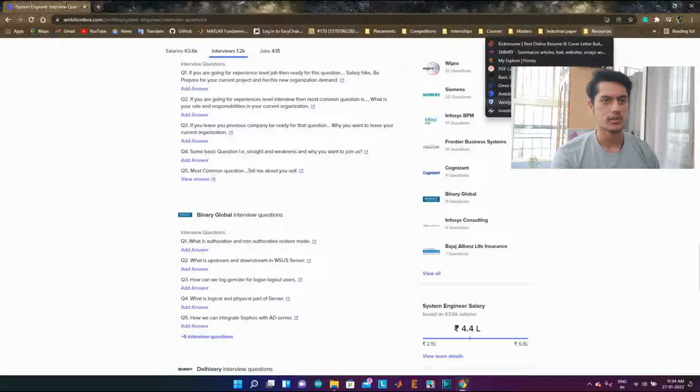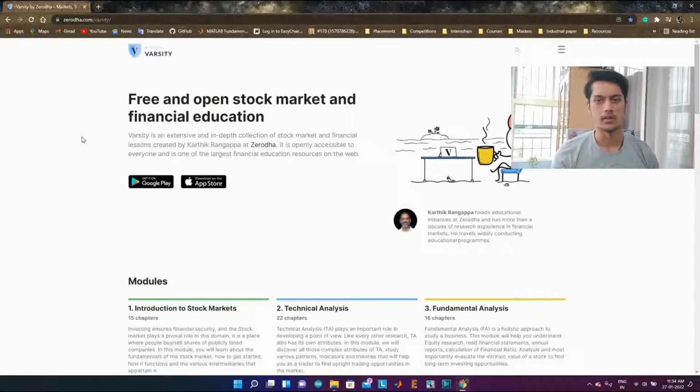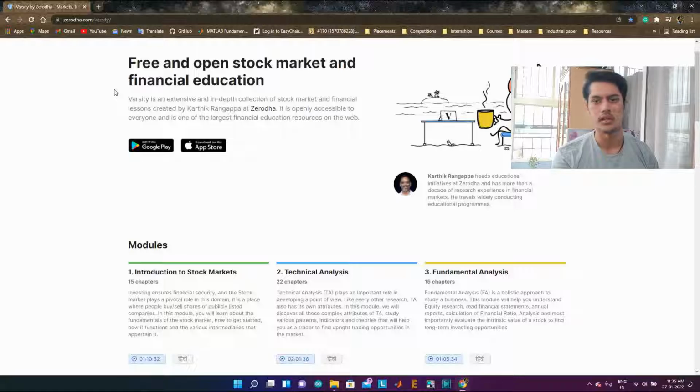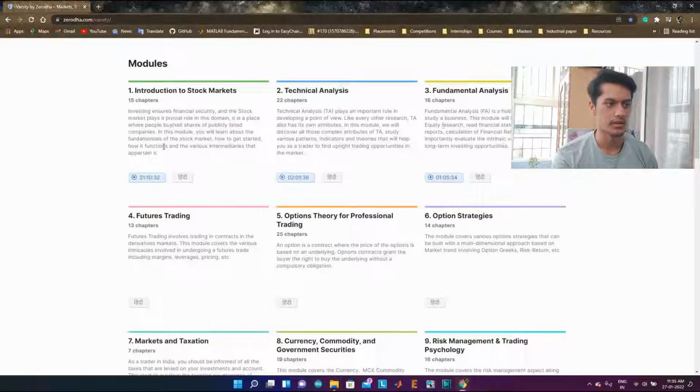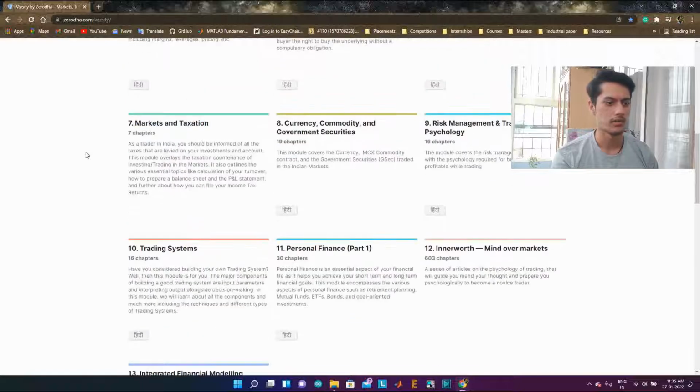Finally, the next resource is for people like us who want to get into investment, understand what fundamental analysis is, understand what technical analysis is, try investing in stocks, mutual funds, and how to choose. So Varsity by Zerodha is one of the most resourceful websites that you can find online for financial education. You have multiple modules: introduction to stock markets, technical analysis, fundamental analysis, what is futures trading, and multiple of them.